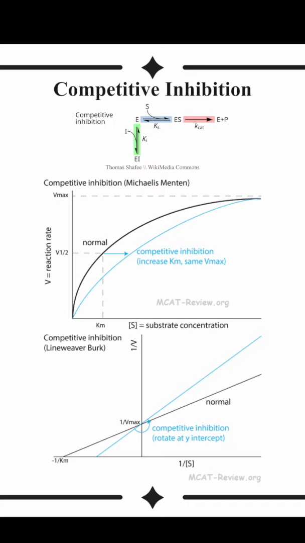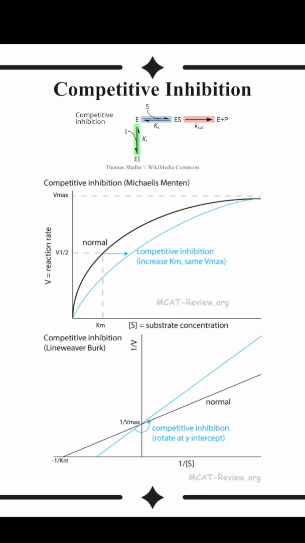In competitive inhibition, the inhibitor competes with the substrate to bind for the enzyme. This will increase Km, but Vmax stays the same because the number of functional enzymes in the solution remains the same. In other words, competitive inhibition can be overcome by increasing substrate concentration.